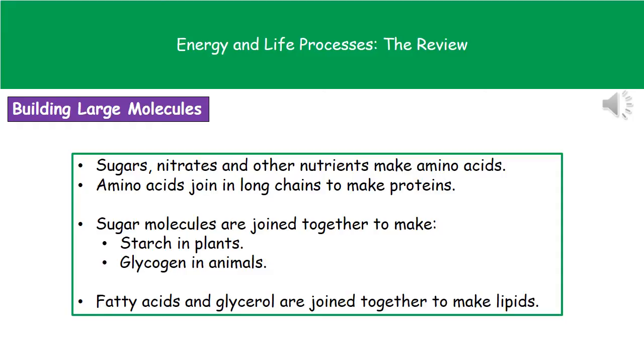Now, in order to get some amino acids, our body actually has to make them itself as well. So that means that we're starting off with the basics of an amino acid, which would be the sugars and the nitrates, to make the amino acid in the first place. In addition, we can use those sugar molecules from our digestive system in order to make things like glycogen, which is our storage sugar in animals.